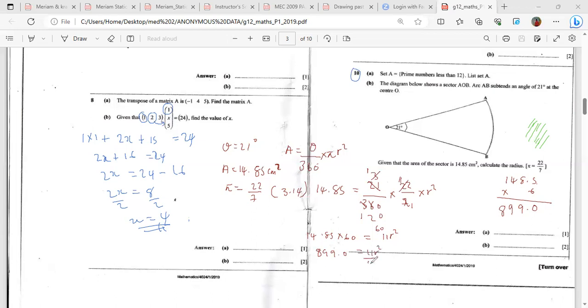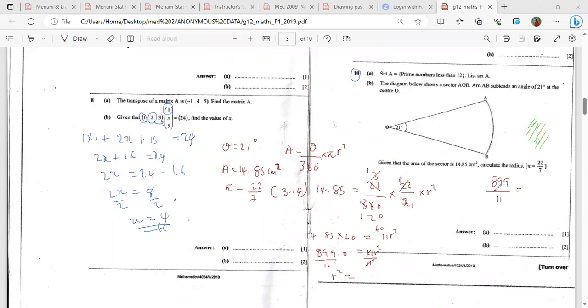So you can divide by 11, divide by 11. 11 and 11 can cancel. So your r squared will be, now you are going to divide this number by 11. So you have 891 divided by 11.